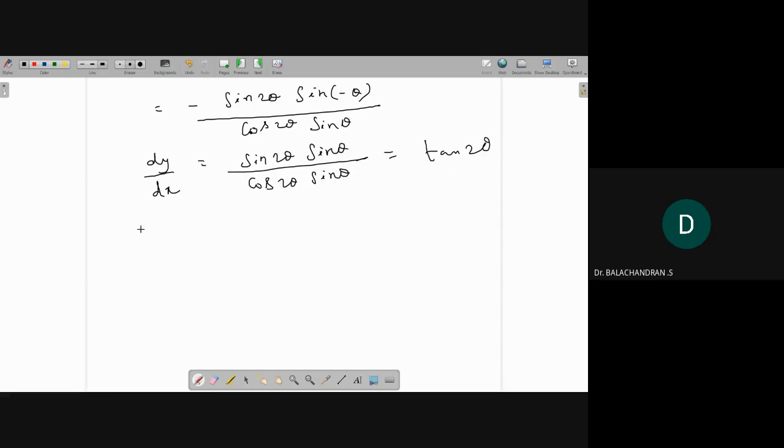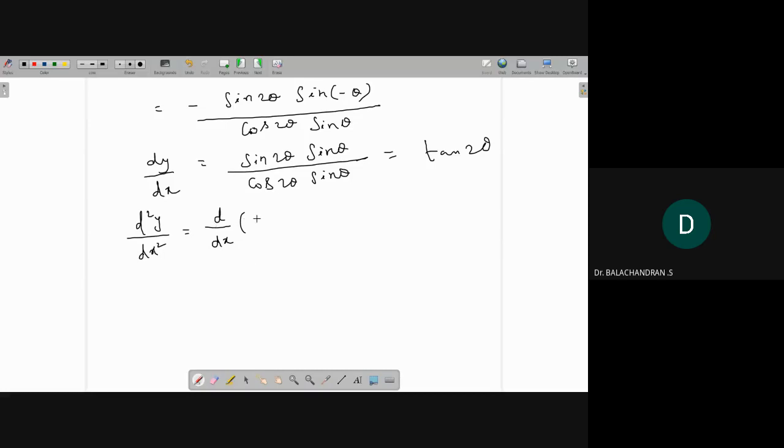The second derivative, anybody got the second derivative? 2 secant square 2 theta into d theta by dx. You are telling the final answer? Second derivative: 2 secant square 2 theta divided by... into d theta by dx. Okay, we'll check it. Please write.